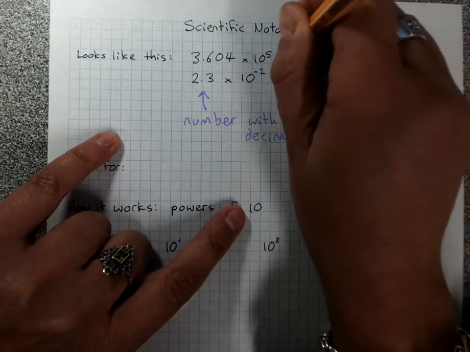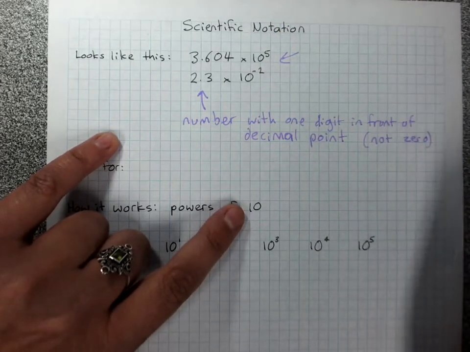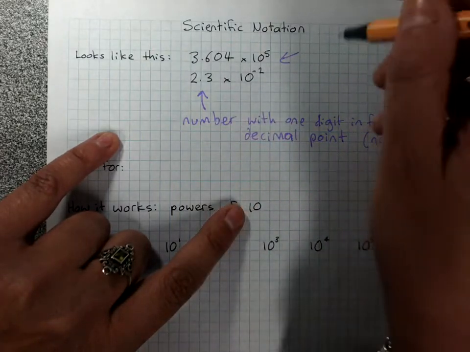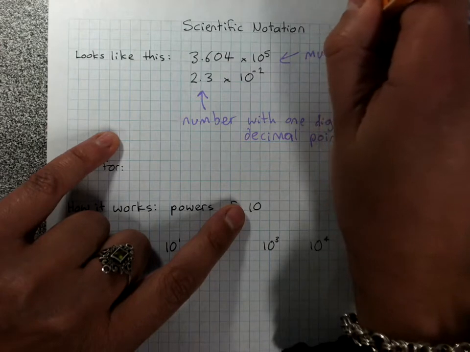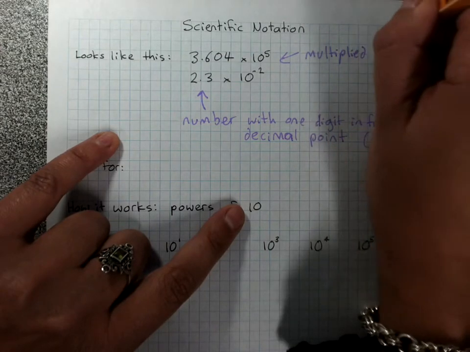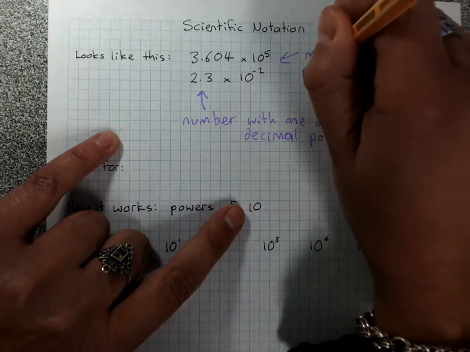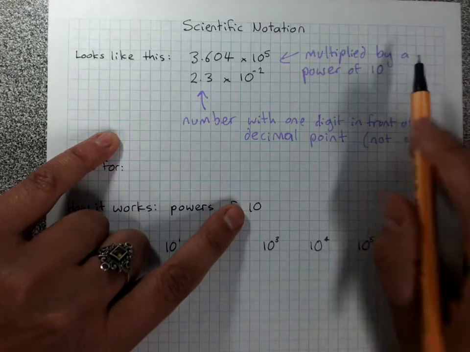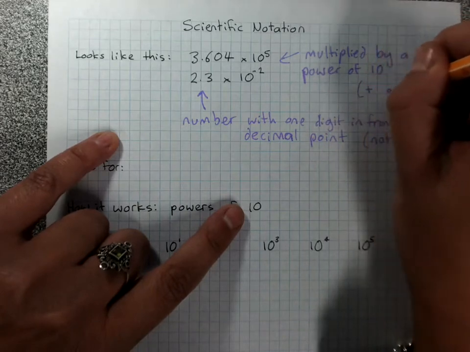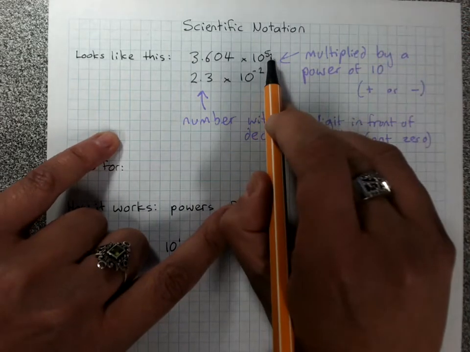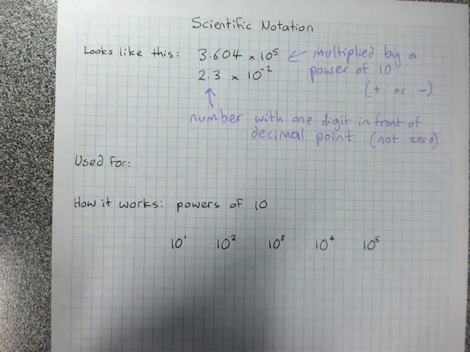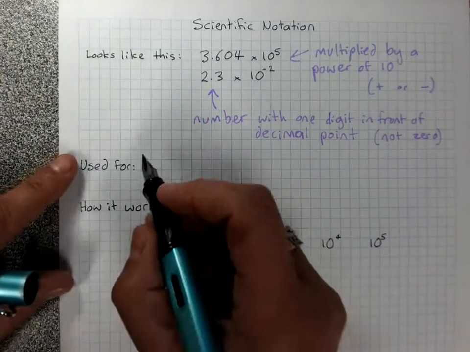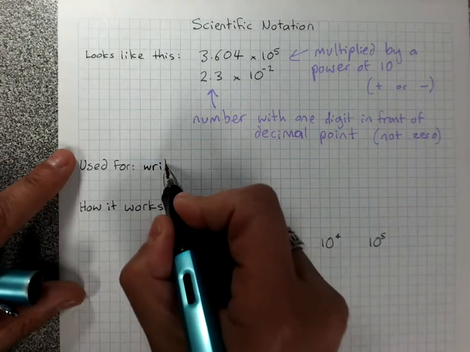And then scientific notation has a multiplication by a power of 10. And that power of 10 could be positive or negative. So this is a positive power of 10, this is a negative power of 10. Scientific notation is used for writing very large or very small numbers.